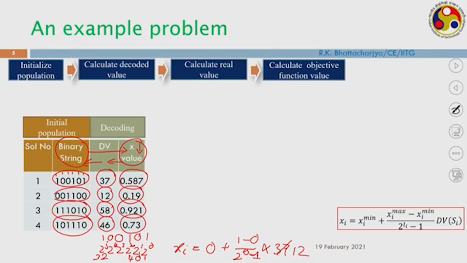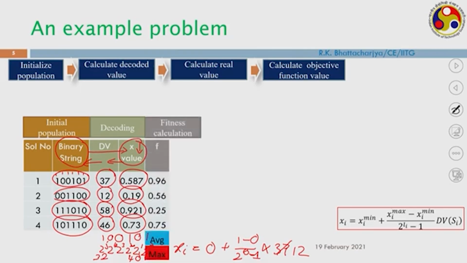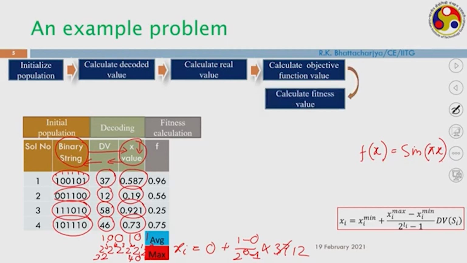Now, next is the calculation of the objective function value. So, what is your function? The function is f(x) equal to sin(pi x). So, if you put x equal to 0.587, then you should get 0.96. For 0.19 you should get 0.56, for 0.921 you should get 0.25, and then 0.75.